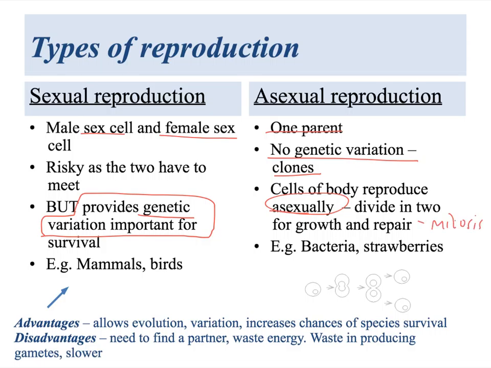But we'll do more about that in B2. So we've got some advantages here. For sexual reproduction, we get variation, increasing chances of species survival. Disadvantage, you need to find a partner, wasting energy in that process. You waste energy in producing gametes. Asexual is much quicker. You can colonize an area really quickly just by producing copies of yourself with no genetic variation.